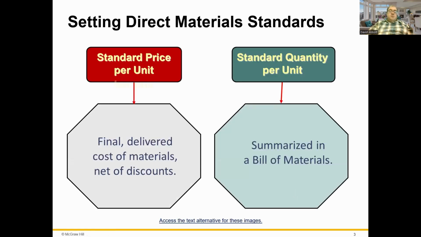All right, so setting the direct material standard. The standard price per unit for direct materials should reflect the final delivered cost of the materials. The standard quantity per unit for direct materials should reflect the amount of material required for each unit of finished product, as well as an allowance for unavoidable waste, spoilage, and other natural inefficiencies.